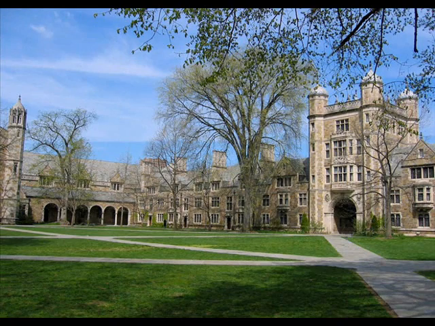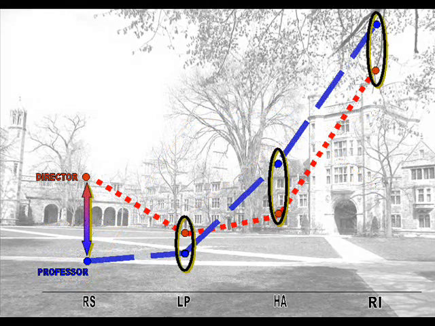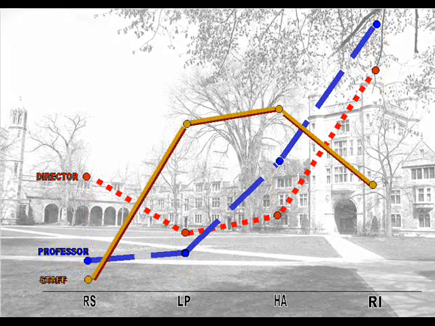Now let's put everything together and see if we can get a picture of the university as a whole. This chart shows the information processing profiles of all of the management levels. Professors and directors track each other closely, except for the responsive RS dimension. The staff appears to be out of whack with both directors and professors on almost all dimensions.